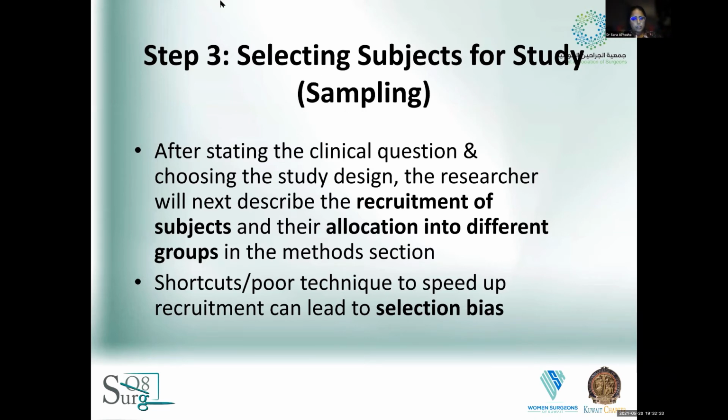This is usually described in the methods section. This is where a lot of studies fail. Any shortcuts, any poor technique to speed up recruitment, trying to find the easy out, is going to lead us to selection bias. So when you're critiquing a study, it's really good to focus on how the subjects were recruited, because this is where you're going to find a lot of research methodology errors.